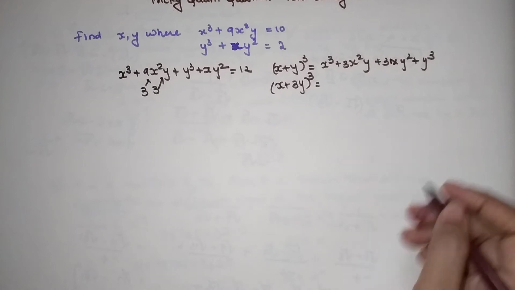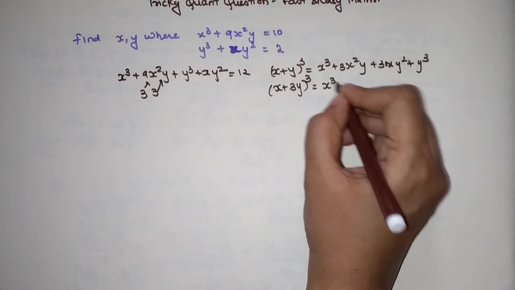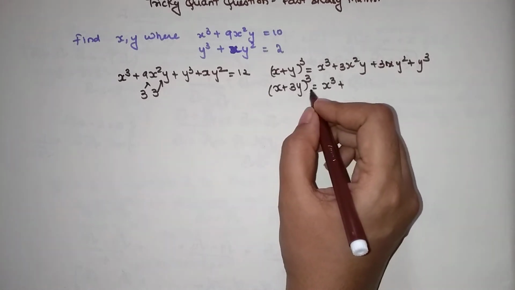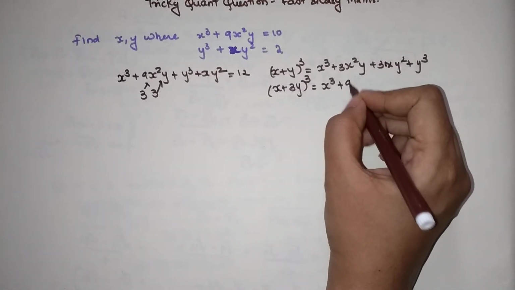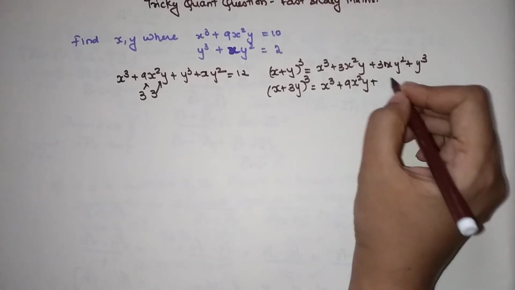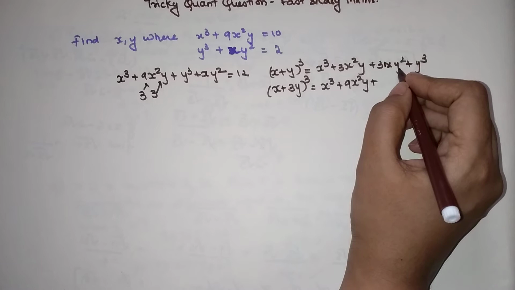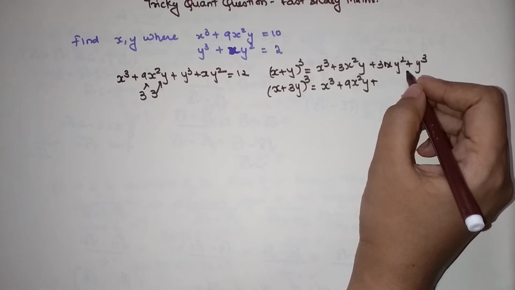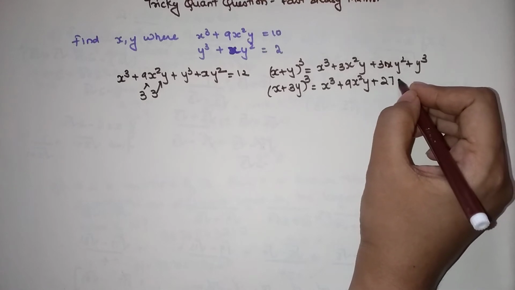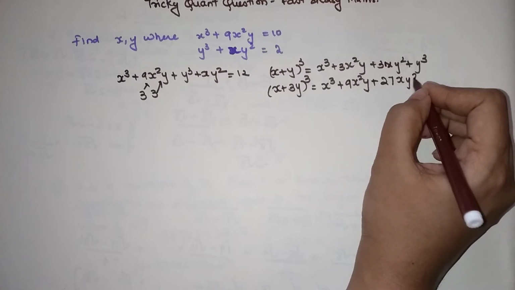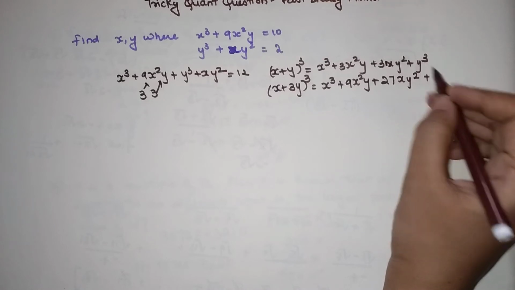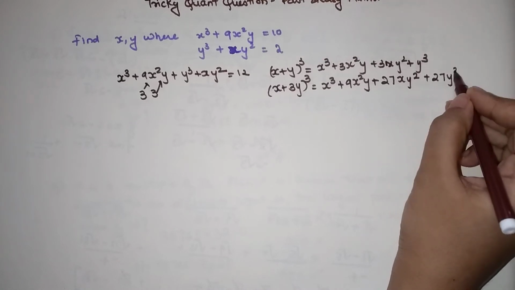When you do that, you get x cube plus 3 into 3y, that gets you 9y into x square, so 9x square y, plus 3 into x into (3y) the whole square. So 3 square is 9, into 3 gets you 27xy square, plus here we will get 27y cube.